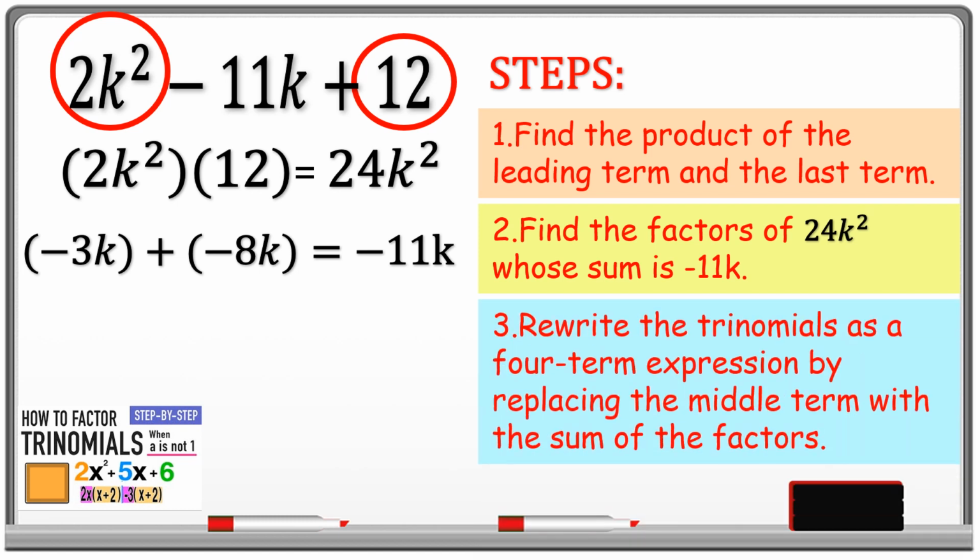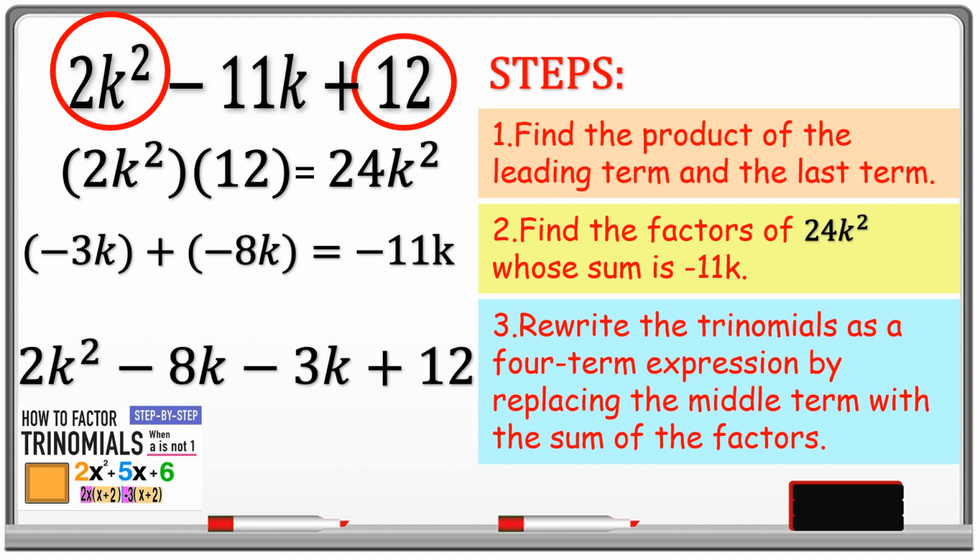For our step 3, you rewrite the trinomial as a four-term expression by replacing the middle term with the sum of the factors. So, it's just like this. You just replace the negative 11k with minus 8k minus 3k, or negative 8k and negative 3k. Where did that come from? Those are the factors that you found. So, you just replace the negative 11k because this will give you the same result, negative 11k. So, that is what you do for step 3.